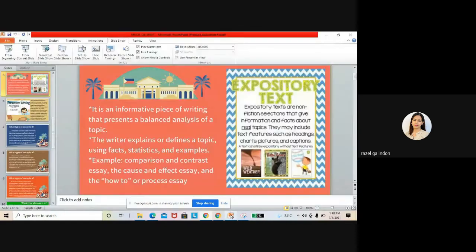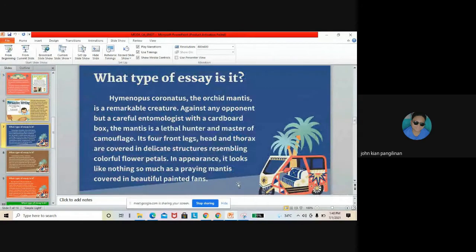Diyan, Kian, may I request you to please read the first, ano na ba yan? The first example here. Sige po, ma'am. Yan yung color blue na screen. Okay po.